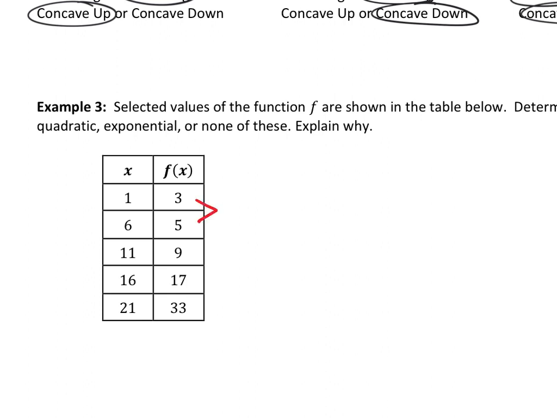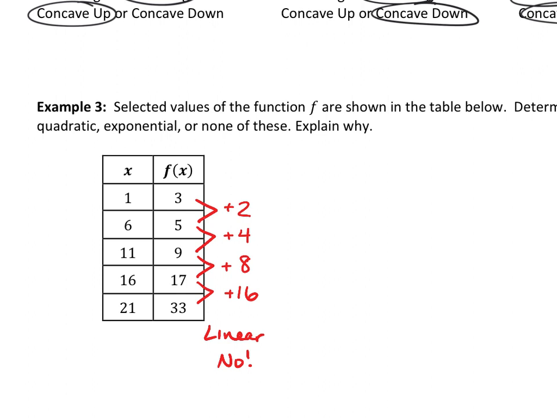How do you go from 3 to 5? 2. How about from 5 to 9? 3. 9 to 17? And then 17 to 33. 16. Really obvious answer here. Are those the same number? No. Our first differences were how we decided if it was linear. So it's definitely not linear. How did we decide if something was quadratic?